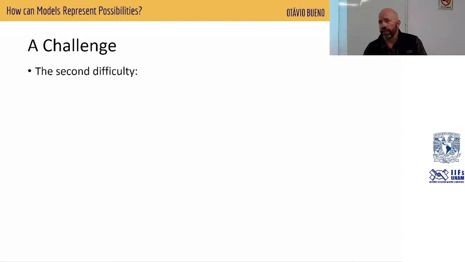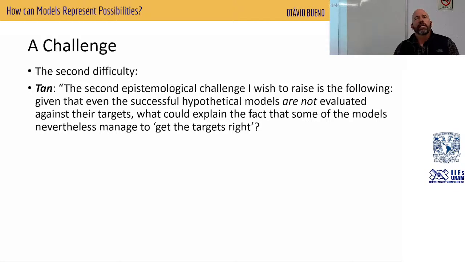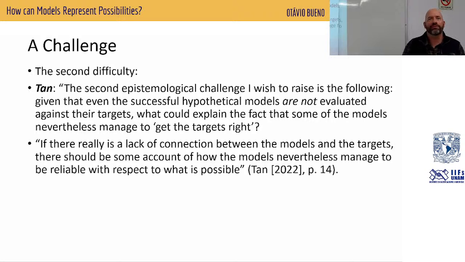Now the second one. The second epistemological challenge that we should raise is the following. Given that even the successful hypothetical models are not evaluated against their targets, what could explain the fact that some of the models nevertheless manage to get the targets right? So isn't it amazing, right? Despite all of that, we have no proper epistemology of what's going on, the models work. How is that possible, right? If there really is a lack of connection between the models and the targets, there should be some account of how the models nevertheless manage to be reliable with respect to what is possible.